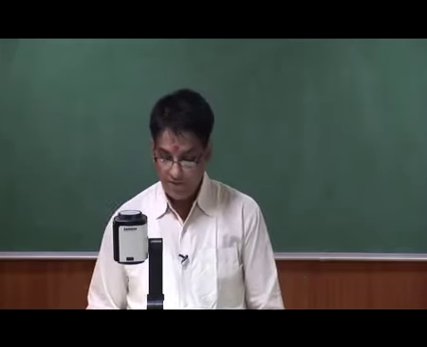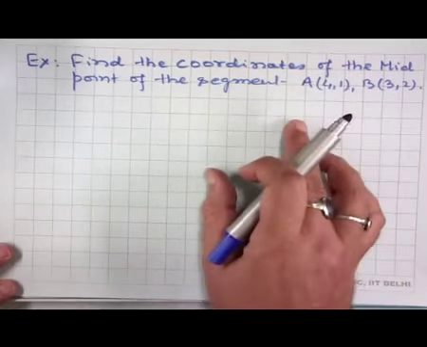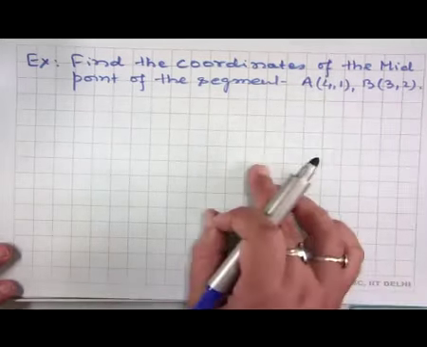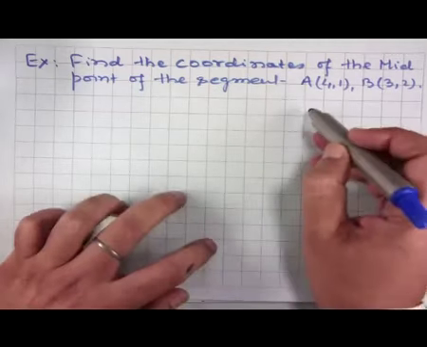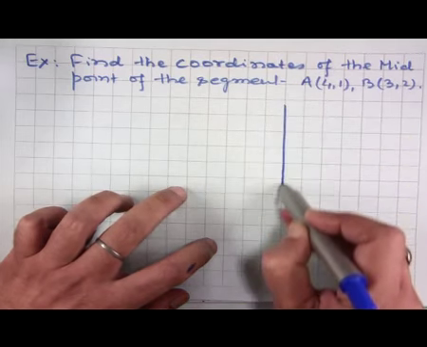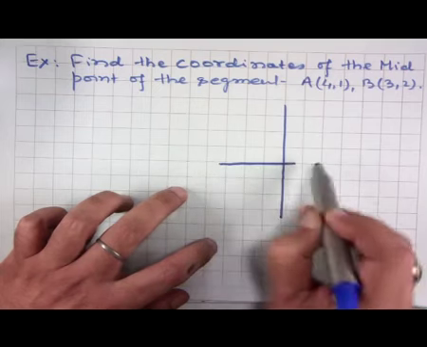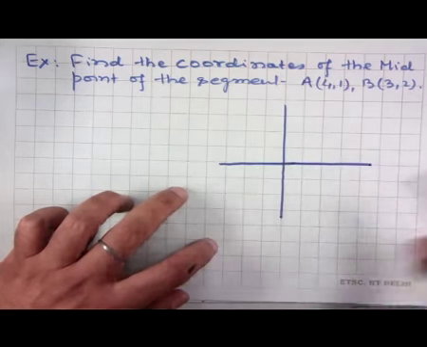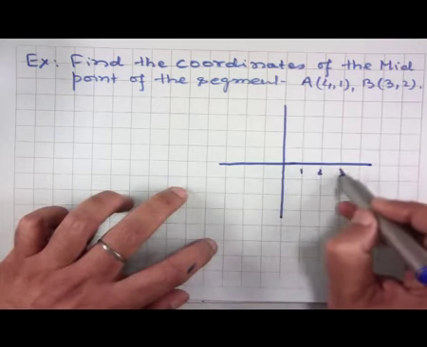Now find the coordinates of the midpoint of segment A(4, 1) and B(3, 2). So A(4, 1), 1, 2, 3, 4.